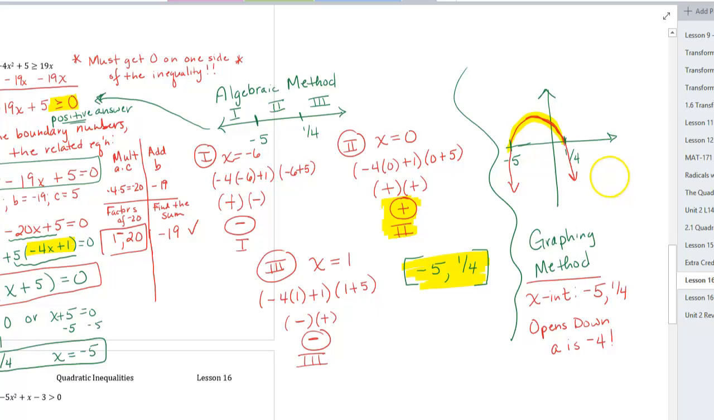So it doesn't matter to me. You can either plug values in and figure out where it's positive or negative, or you can graph it and see where the graph is above or below the x-axis. And that is the way, 2 methods you can use to solve a quadratic inequality.